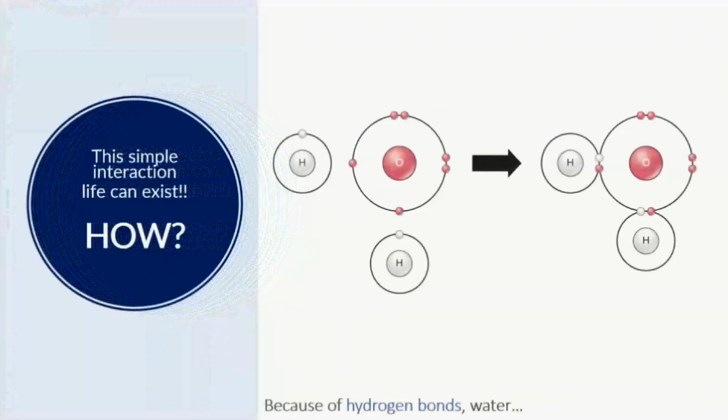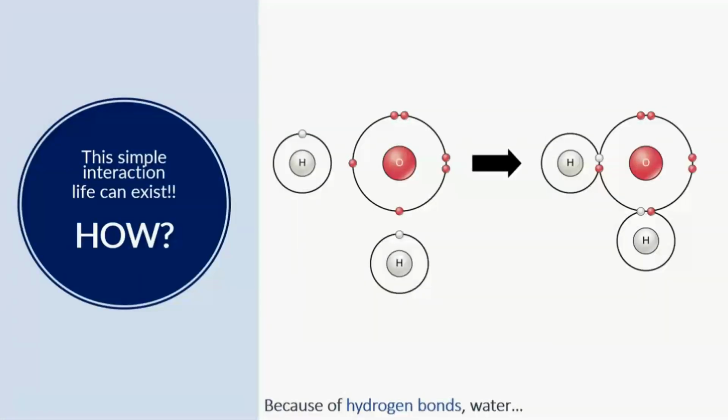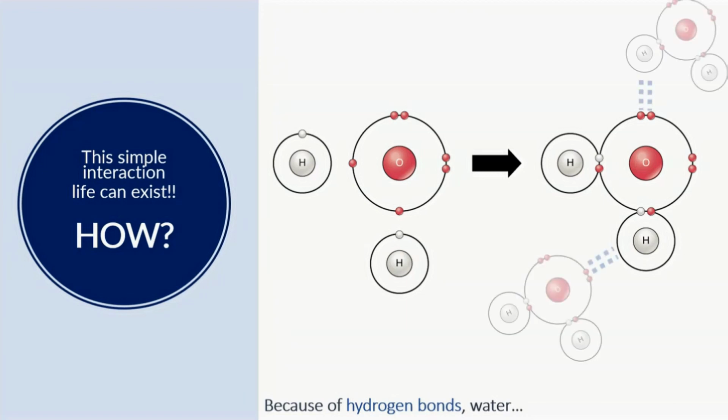Now, what's so incredible about what we've been talking about is that because of this very simple interaction, this ability of oxygen and hydrogen to come together and form water, and then water's ability to form hydrogen bonds so easily, because of this, life is able to exist. A water molecule's polar nature is what allows it to form hydrogen bonds so easily. And those hydrogen bonds help sustain life.